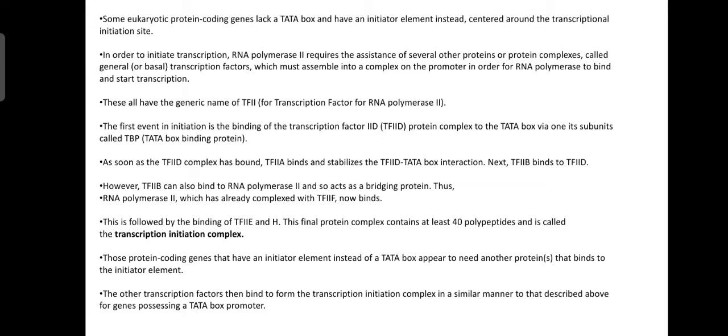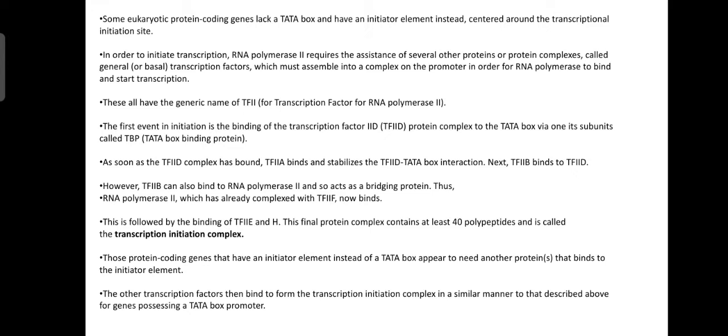However, the transcription factor IIB can also bind to RNA polymerase 2. So it can act as a bridging protein. An RNA polymerase 2, which is already complexed with transcription factor IIF, now will bind. And this will be followed by the involvement of the other transcription factors E and H. This final protein complex will contain at least 40 polypeptides and is called the transcription initiation complex.